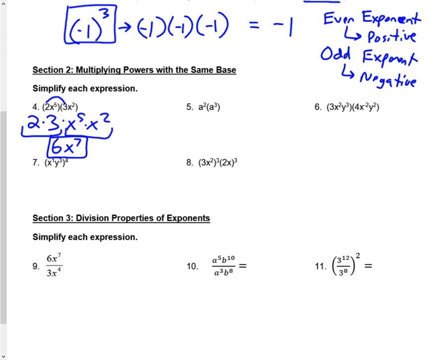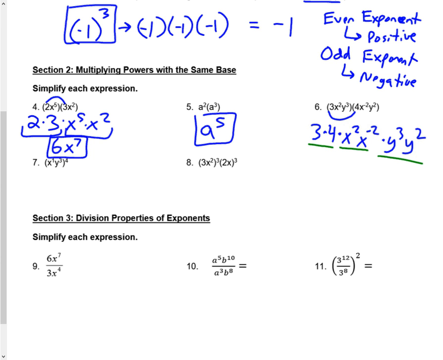A squared times a to the 3rd power, we would add the exponents and it would be a to the 5th power. Not much work to be shown there. Number 6, let's rearrange it. Let's do this 3 times 4 in front. We can do the x's next. X squared and x to the -2nd power. And we have the y's. Y cubed and y squared. So let's do them in order. 3 times 4. X squared times x to the -2nd, and y cubed times y squared. 3 times 4 is 12.